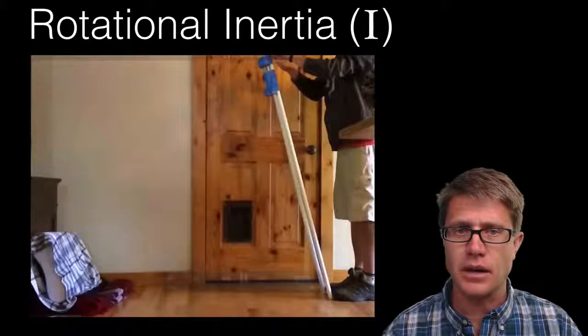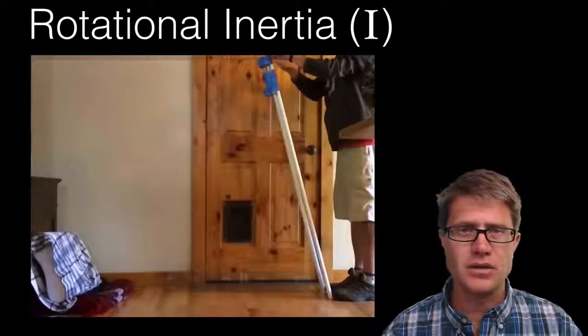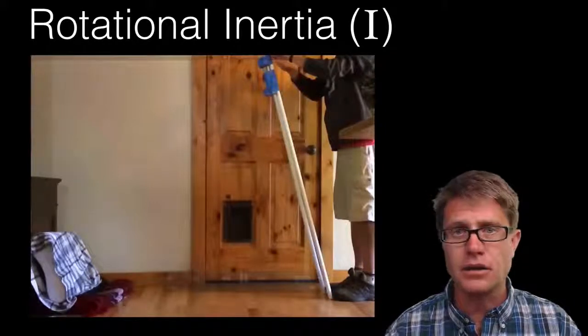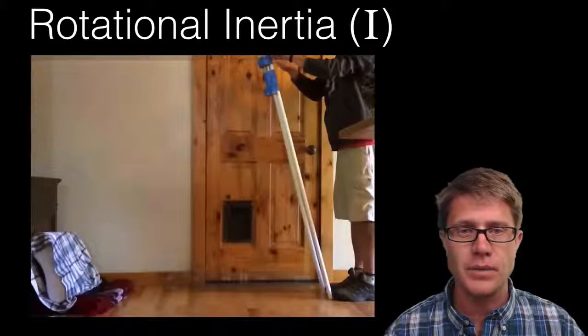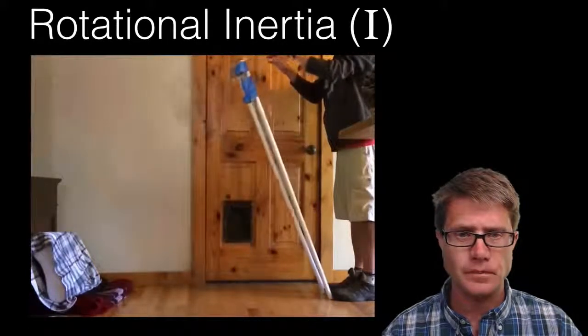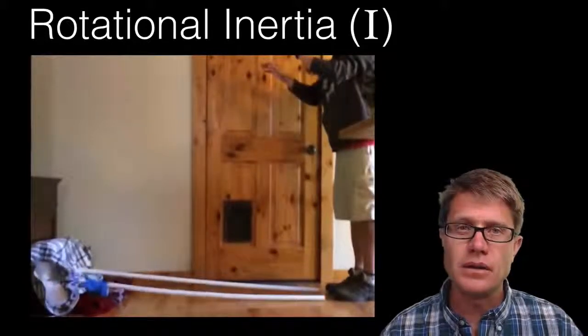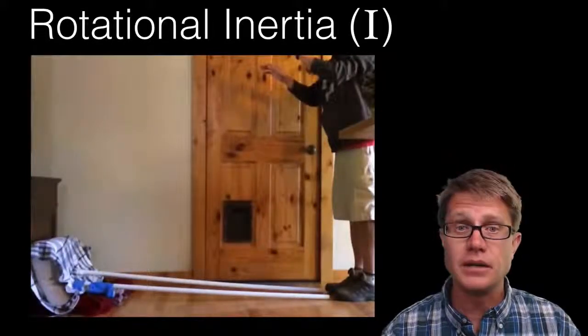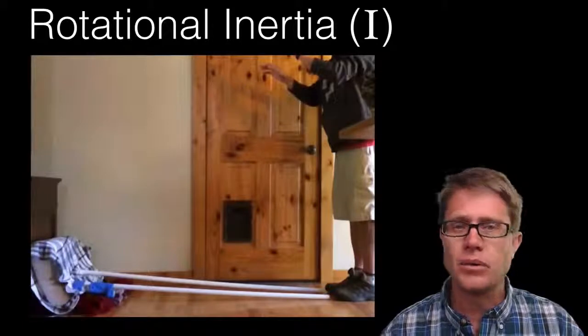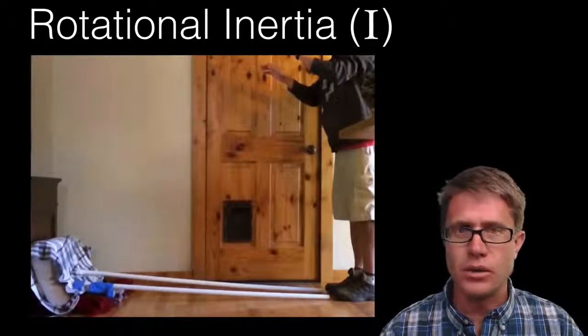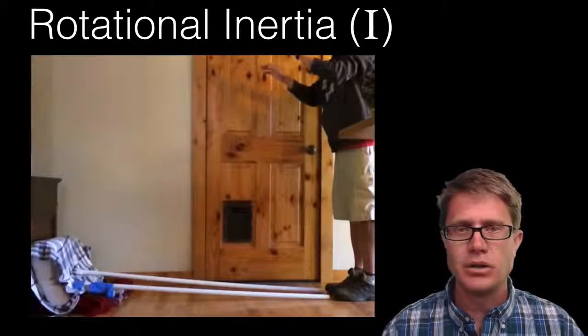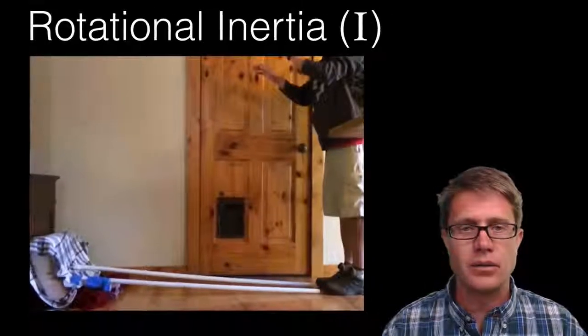So make a prediction for a second. Which one do you think is going to land first? The heavier one, the lighter one? Are they both going to land at the same time? Let's let that go. And so you can see that the lighter one hit first. Why is that? It's because it has less rotational inertia. And so as this force of gravity acts on it, it's going to turn with a lower acceleration.